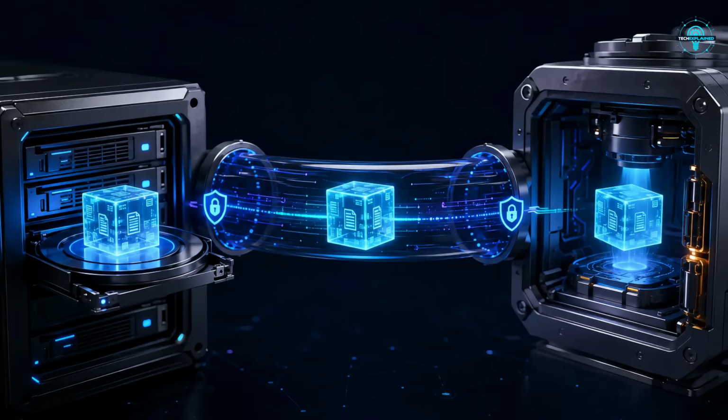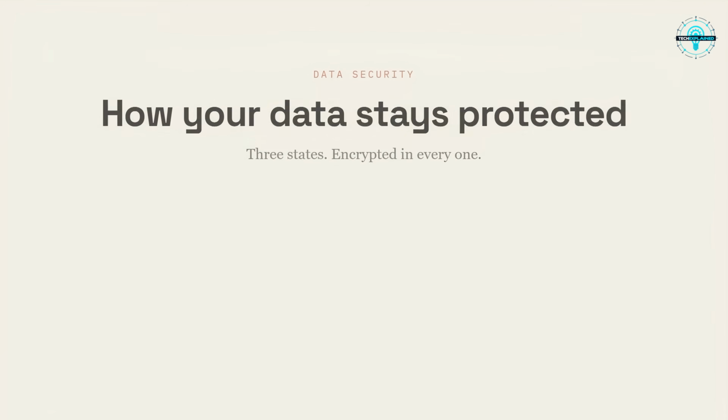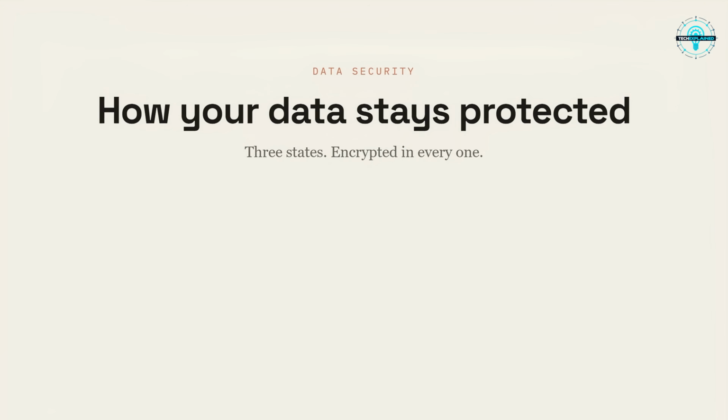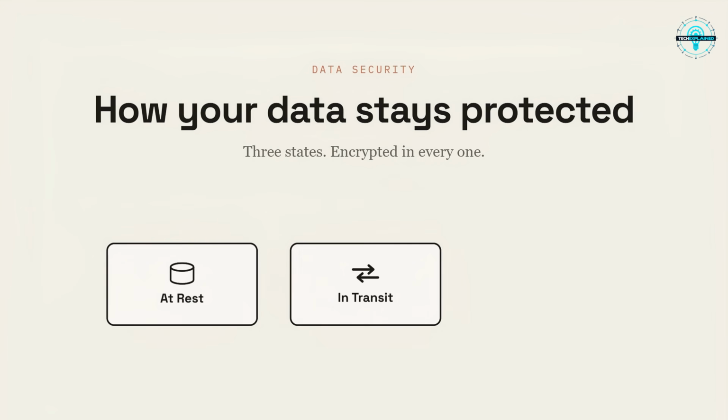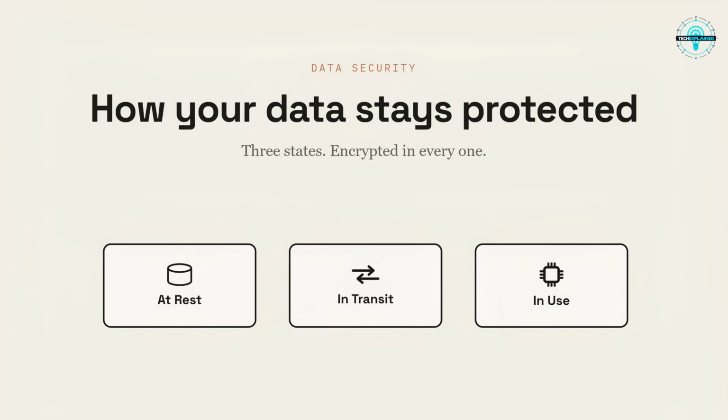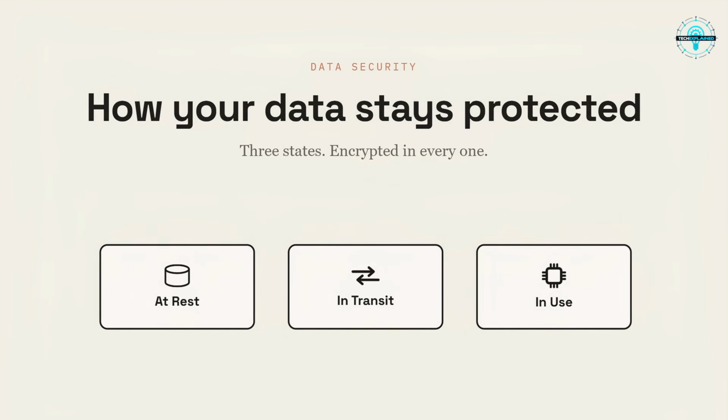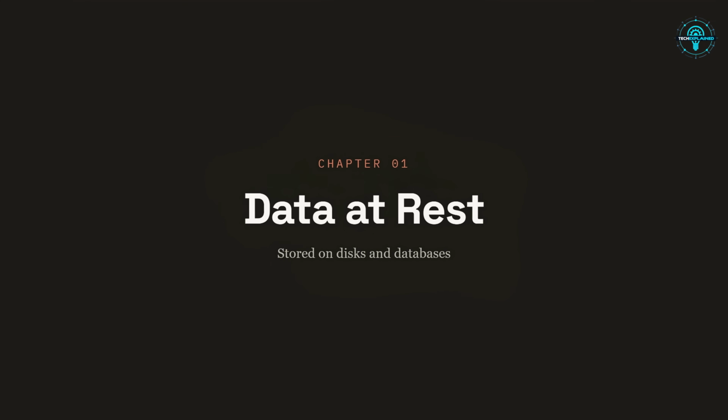Quick question. Where's your data right now? Is it sitting on a disk, traveling across the internet, or being processed in a server's memory? The answer is all three. Your data moves through three different states, and each one needs its own kind of protection. Let's break it down. First, we have data at rest.